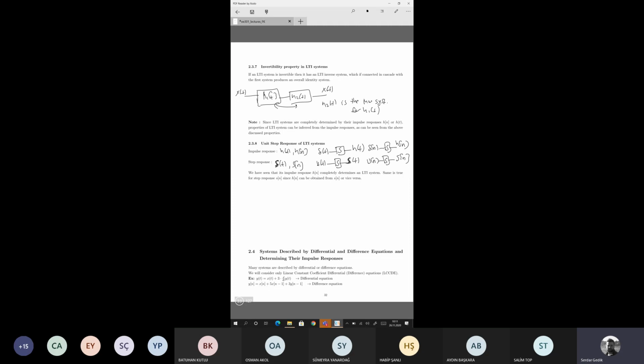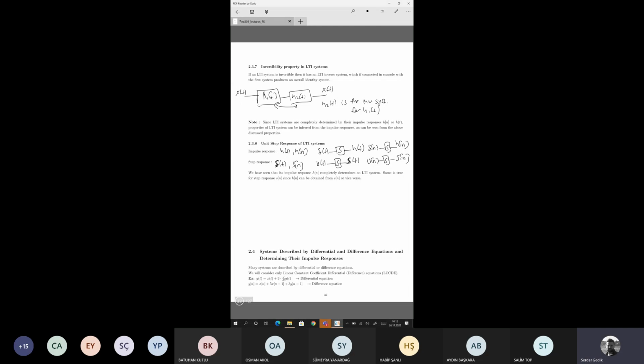So, as I have told already, we have seen that impulse response h of n completely determines an LTI system, and the same is true for step response s of n, since h of n can be obtained from s of n. So if someone gives you s of n, you can find h of n. So since h of n completely characterizes a system, so does s of n. Or if someone gives you h of n, you can find s of n. Of course, these are true for the continuous case, and I will show you how it is so.